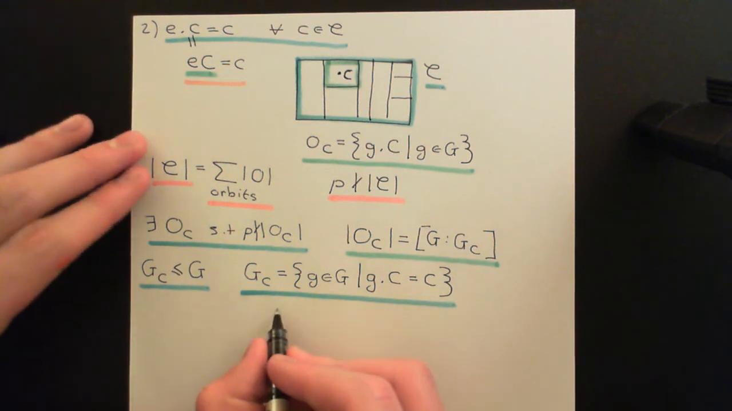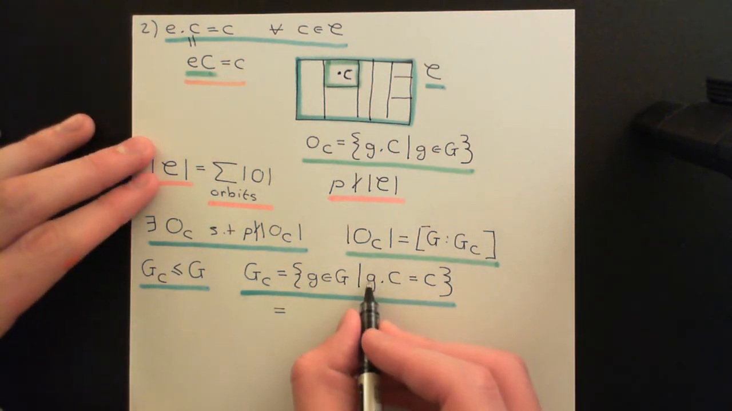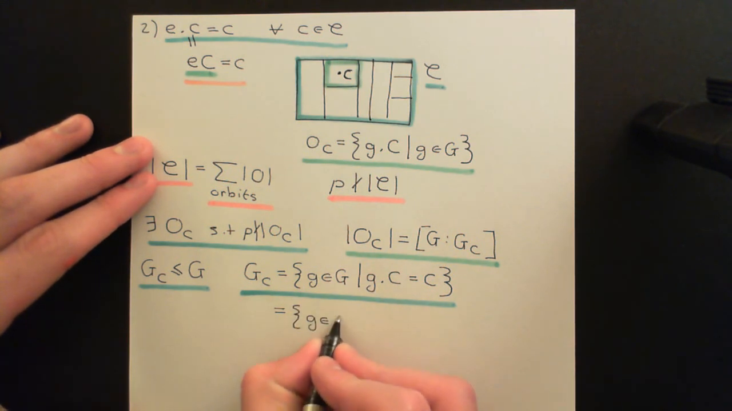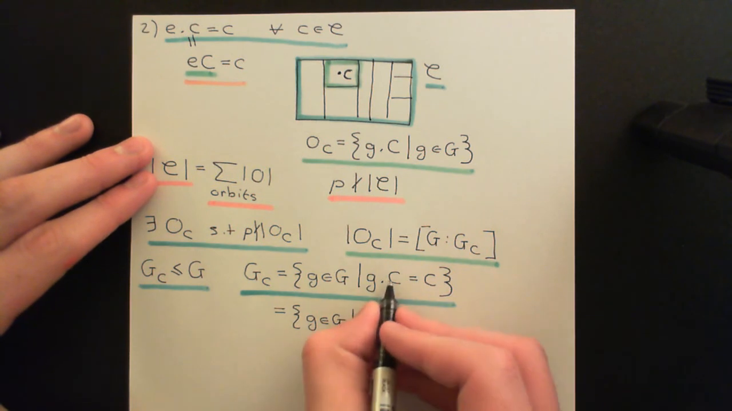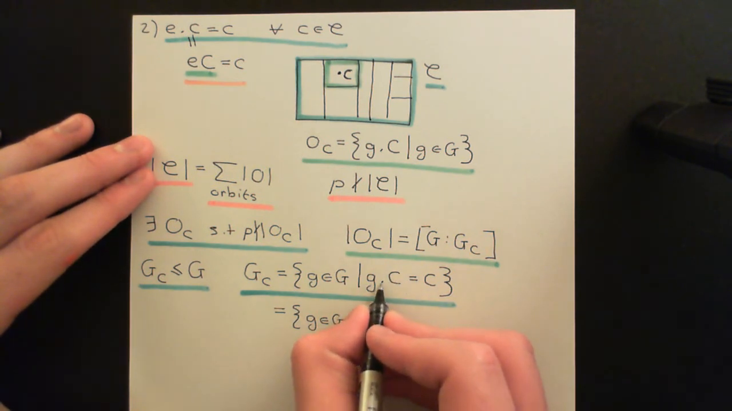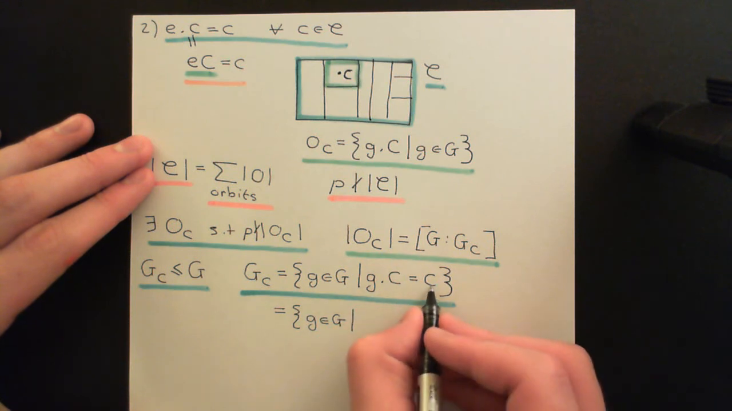Now applying the actual definition of what it means for an element of the group to act on this subset capital C, we get that this is all little g which is an element of capital G, such that when you take all of the elements of capital C and left multiply them by little g, you get the subset back again.